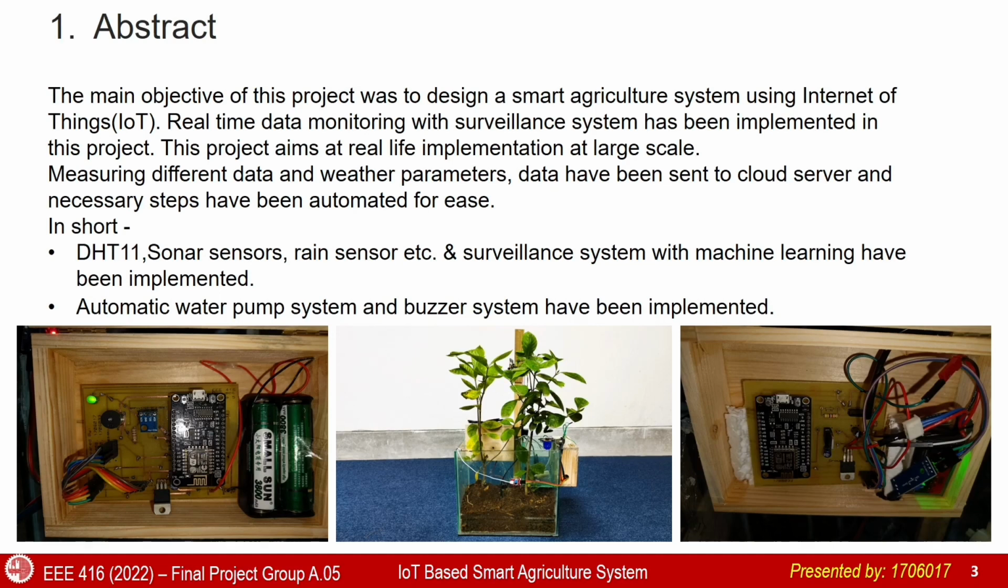Measuring different data and weather parameters, data have been sent to cloud server and necessary steps have been automated for ease. In summary, DHT11, sonar sensors, rain sensors, etc. and surveillance system with machine learning have been implemented. Automatic water pump system and buzzer system have also been implemented. Here are some pictures of our PCB and our final project.